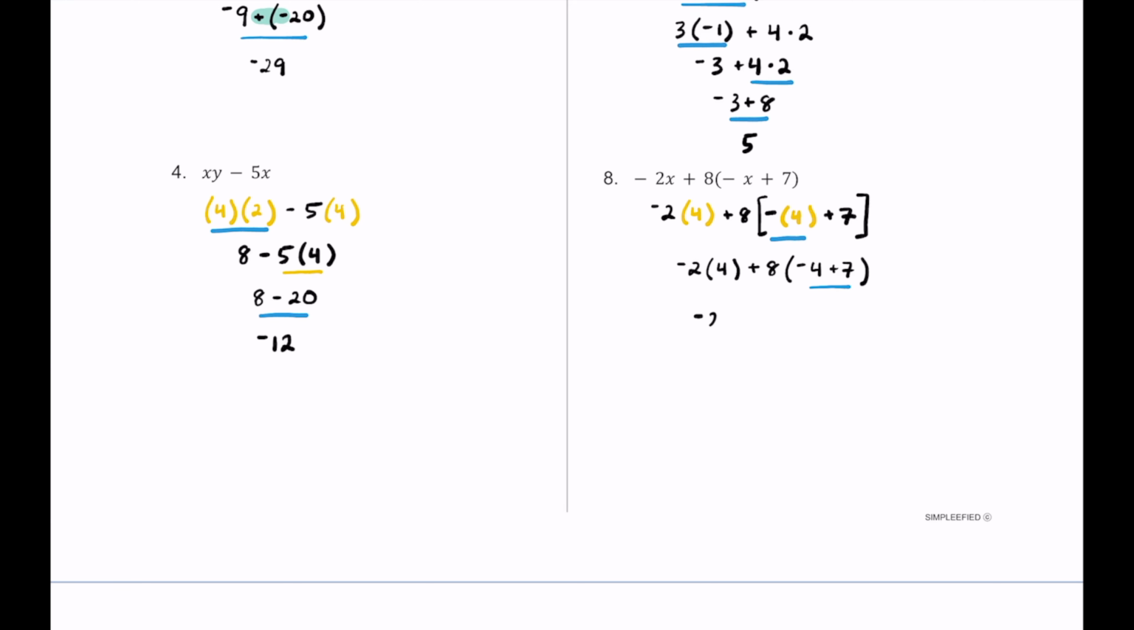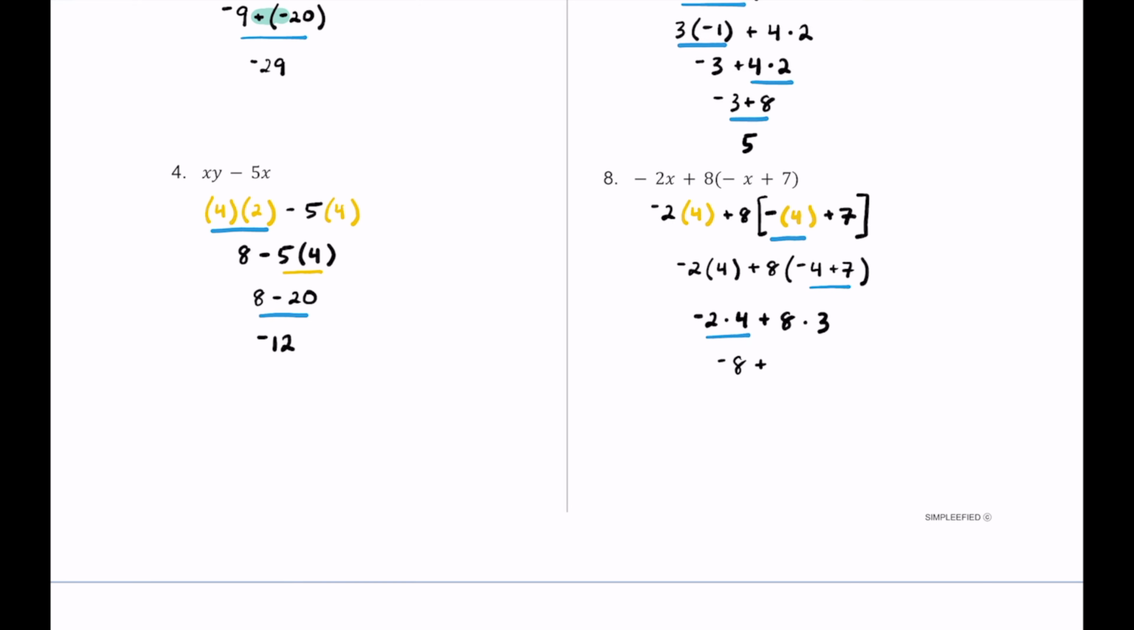So we have negative 2 multiplied by 4. Changing that parentheses to a dot because it means the same thing, and this is 8 times 3 because that's a positive 3. Okay, we have 3 operations here. Two of them are multiplication, so let's just go from left to right. Negative 2 times 4 is going to equal negative 8.